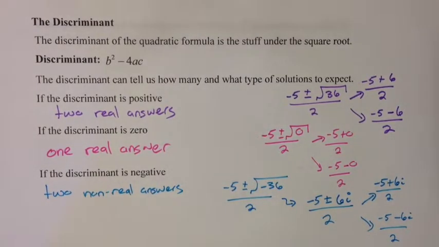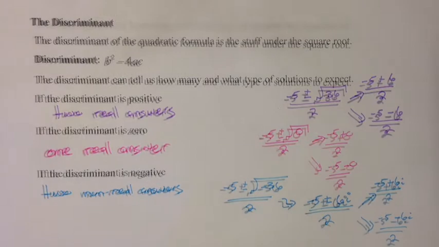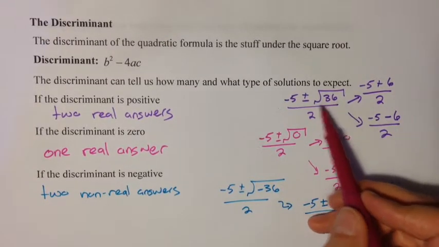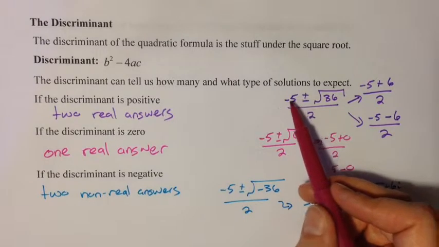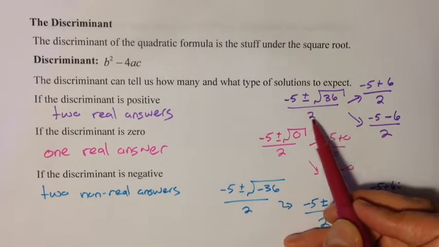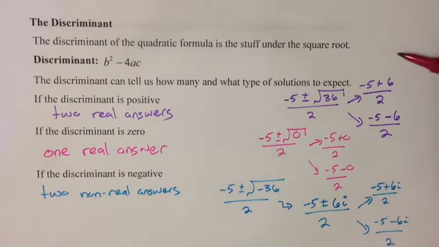In summary, if the discriminant is positive, we'll have two real answers. If it's 0, we have one real answer. And if the discriminant is negative, we have two non-real answers. A lot of students like to compute the discriminant separately when they're solving an equation using the quadratic formula. So off to the side, they'll figure out what the discriminant is, say 36, and then they just need to plug in -b plus or minus the square root of the discriminant all over 2a, which can make the whole process of solving using the quadratic formula a little bit cleaner, maybe a little bit shorter.